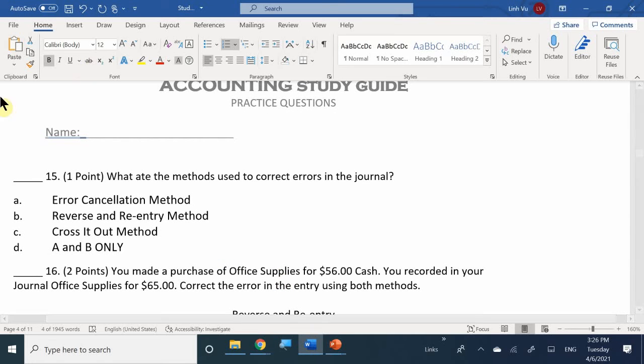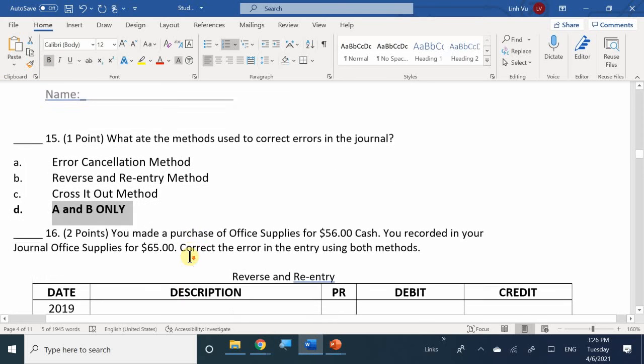I spelled that wrong. What are the methods used to correct errors in journalizing? All right, so A and B. Good. Error cancellation and reverse and re-entry. Yes. There's no such thing as a cross-it-out method. Yes, the answer is D, A and B only.